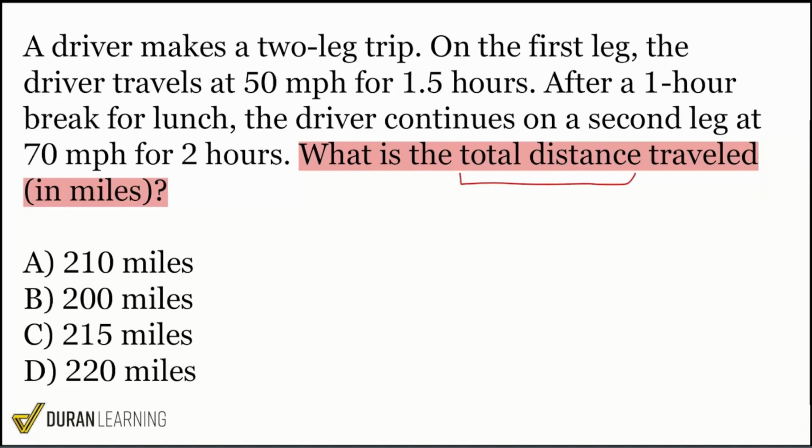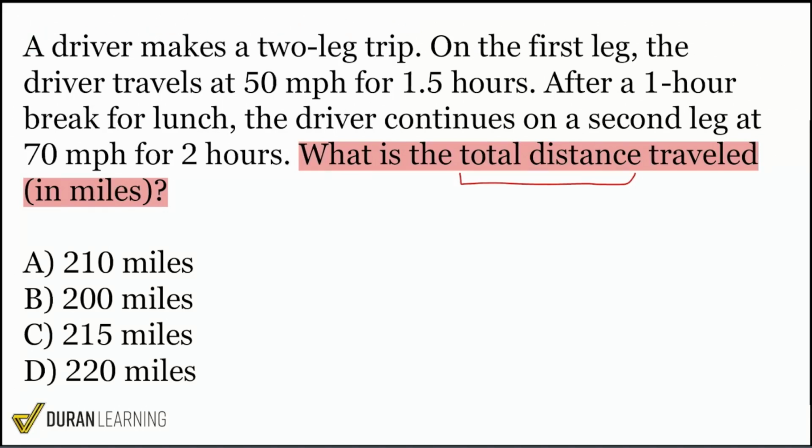Yeah, if you think that if we have multiple distances that we should be adding those distances, then yeah, you're absolutely correct. Again, total distance means the distance across all of the events. So let's understand the individual events so we can then make decisions. Here we go. Number one, a driver makes a 2-leg trip.